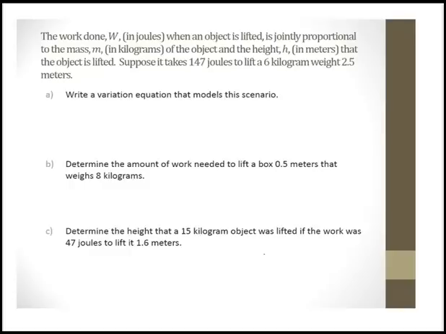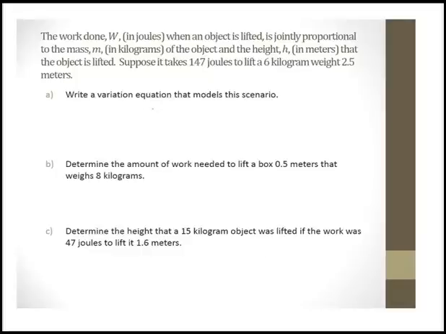So let's see an application. The work done, W, in joules, when an object is lifted, is jointly proportional to the mass, m, in kilograms of the object, and the height, h, in meters, that the object is lifted. Suppose it takes 147 joules to lift a 6 kilogram weight 2.5 meters. Write a variation equation that models this scenario.